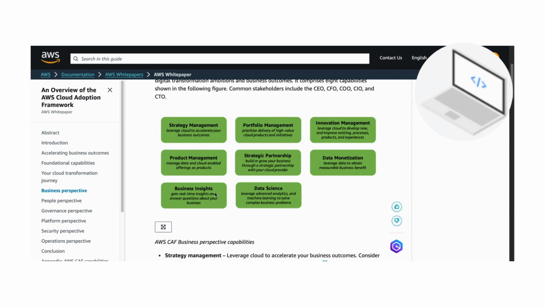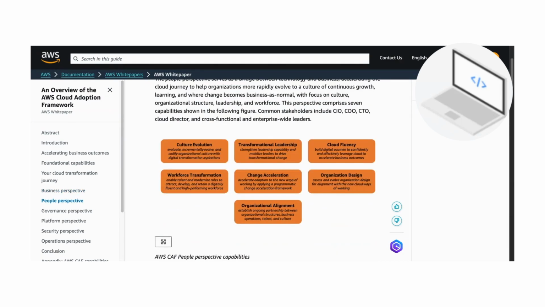Next, let's look at the people perspective. And let's talk about how it plays a crucial role in bridging the gap between technology and business in terms of the cloud transformation. The people perspective focuses on evolving our culture, leadership, and workforce to adapt to the fast-paced, ever-changing environment of the cloud. There are 7 key capabilities to consider here.